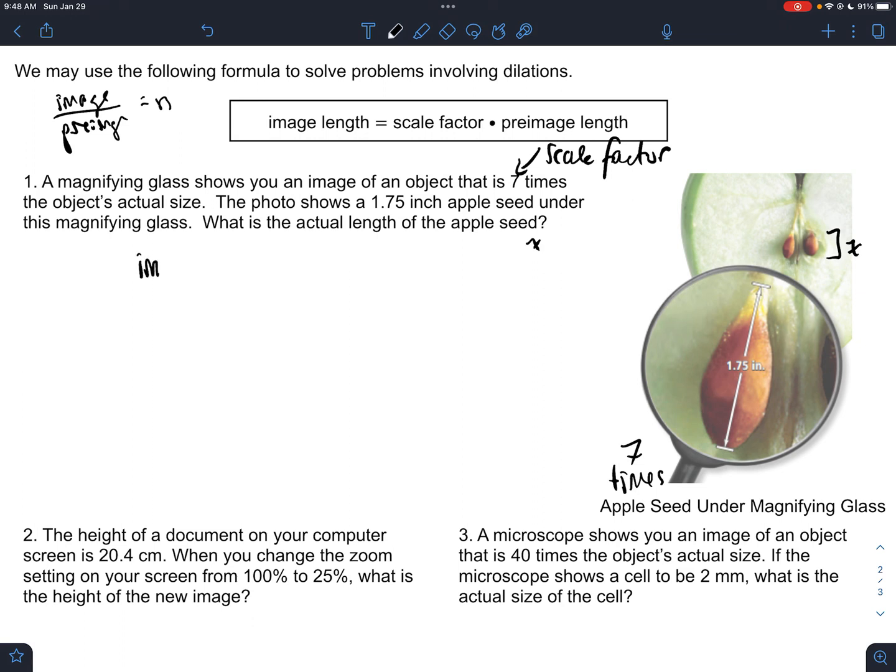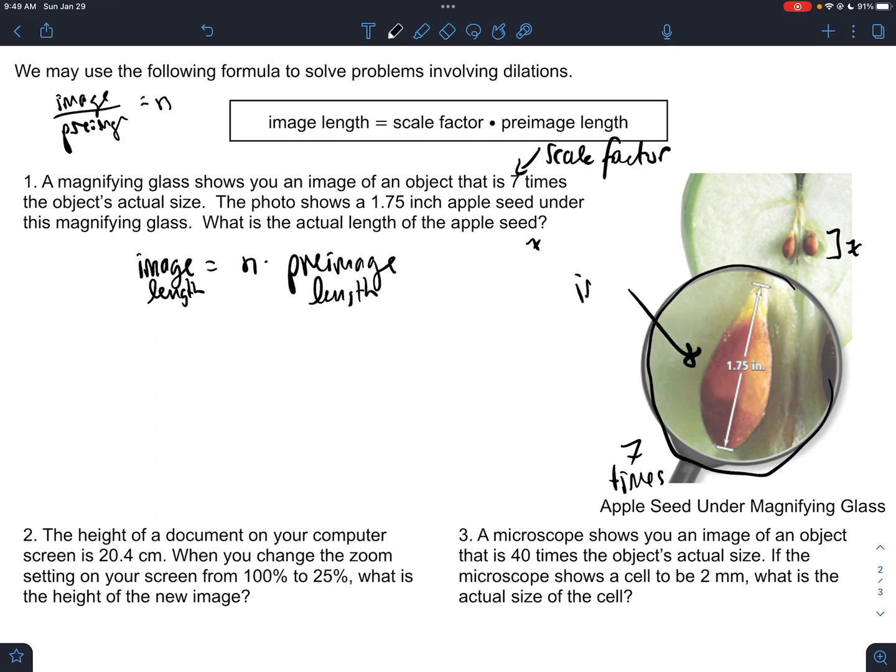So how can we set up this formula then? Well, the image is equal to n times the pre-image length. For these 3 questions, if I just say pre-image, I'm talking about the pre-image's length. So if we look at it under the magnifying glass, this is the image because it's the image shown by the object. It's a result. Whereas this right here is the pre-image.